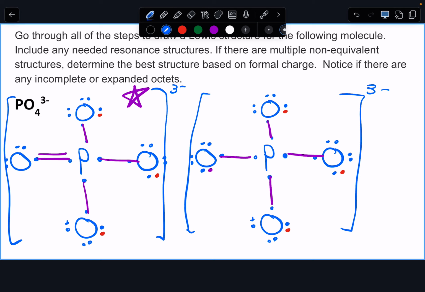Another way of saying that is formal charge always trumps octet obedience. Octet obedience. It's a new one.